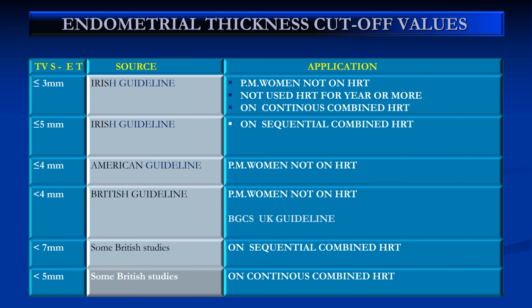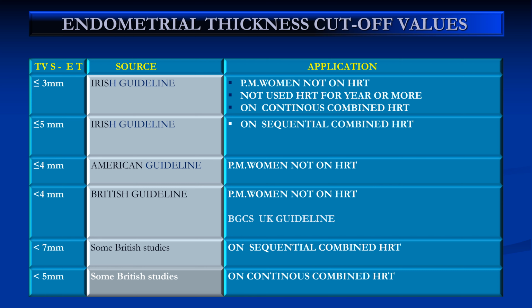Endometrial thickness cutoff value. When we are using transvaginal ultrasound for evaluation of the endometrium, we evaluate two things. The first is the morphology of the endometrium, and the second is endometrial thickness. Any abnormal feature in the endometrial morphology will require further investigation regardless of endometrial thickness. So when we are speaking about endometrial thickness cutoff, we assume that the endometrial morphology is normal.